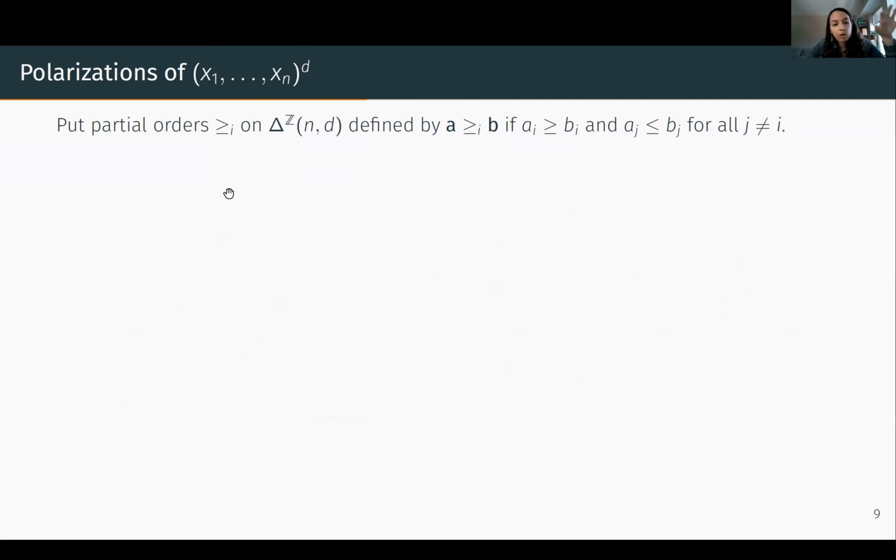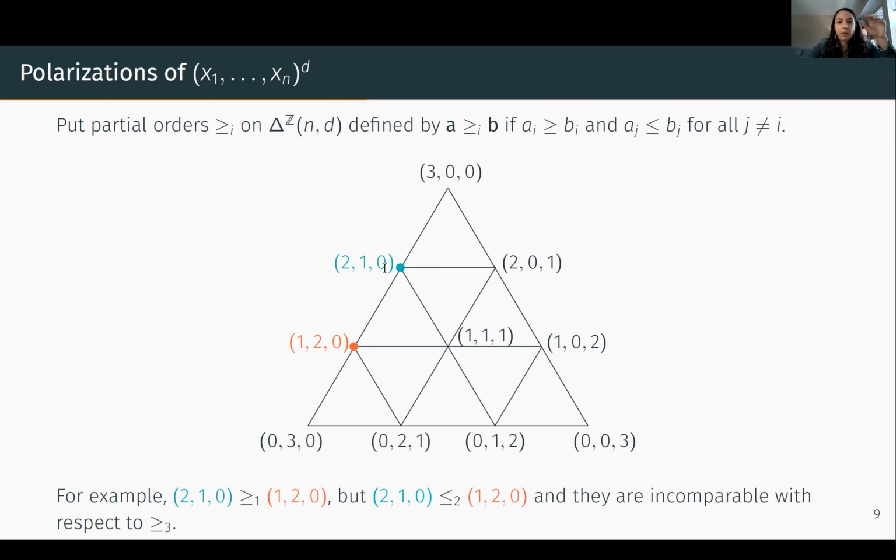What we're going to do is put partial orders on the lattice points. The way it works is that A is greater than B with respect to index i if at the ith spot A is bigger than B, but in every other spot A is less than or equal to B. In this example, 210 is greater than 120 with respect to the first index, because 2 is greater than 1, but 1 is less than or equal to 2 and 0 is less than or equal to 0. With respect to the second index it's flipped, and with respect to the third index they're incomparable.